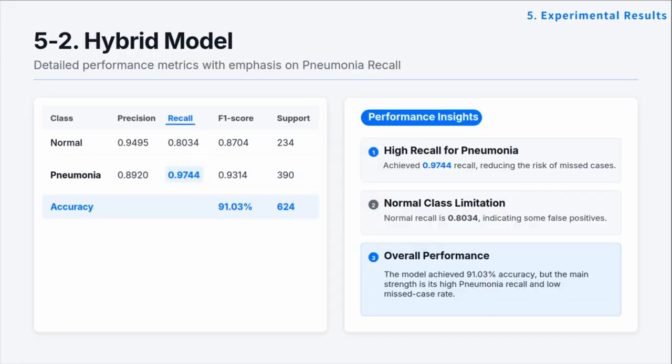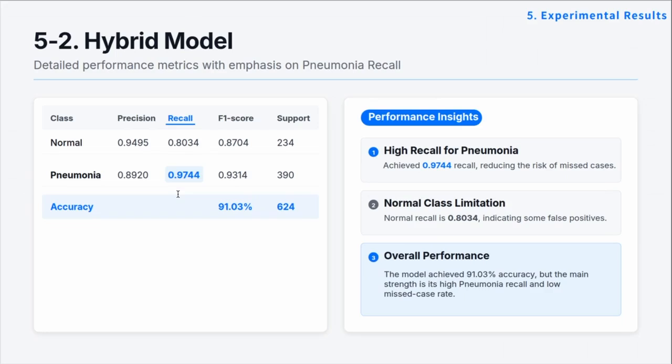Next are the results of the proposed model. The final accuracy was about 91%, and pneumonia recall reached approximately 0.9744. Since missing pneumonia cases is critical in screening, this high recall is especially meaningful.